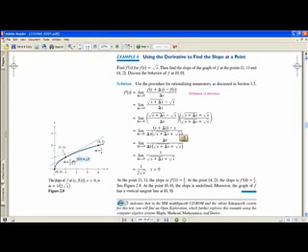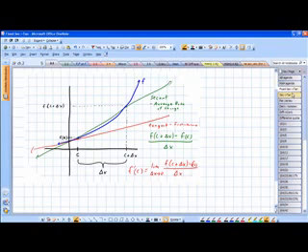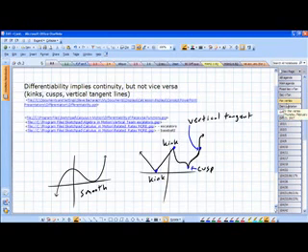And so we'll go back to the notes here for just a moment to discuss the idea of differentiability and continuity. Differentiability implies continuity, but not vice versa. So if you have a function which is differentiable, that is, the derivative exists, that limit exists, then it's going to look smooth. Polynomials are always differentiable.